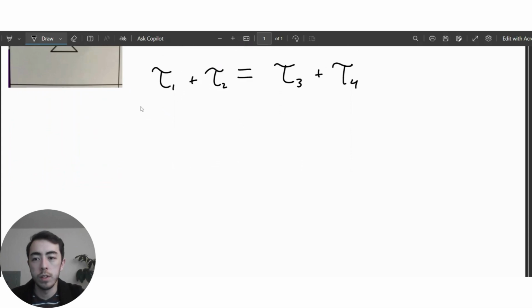Now that I have my equation, it's time to start trying to fill it in with some numbers. So all of these torques are going to be the same as their lever arm times the force. And so that's what I'm going to write down first.